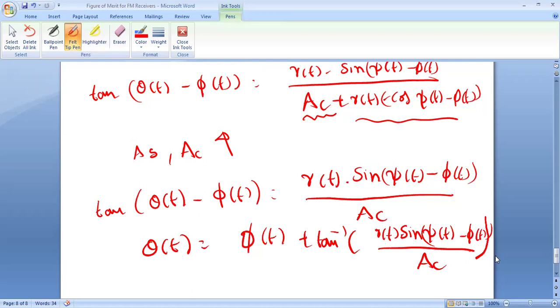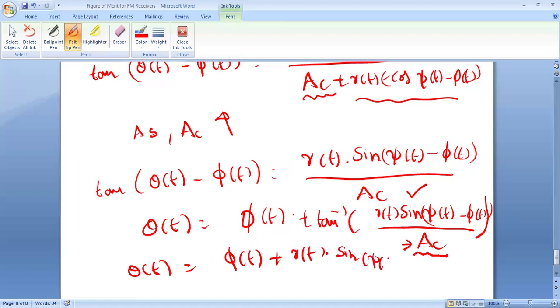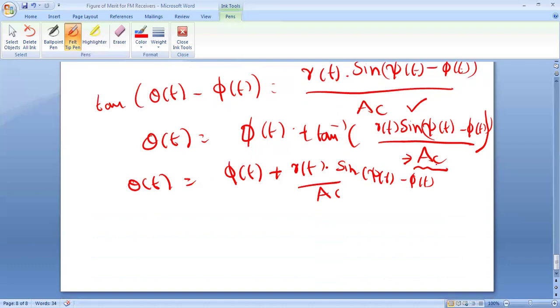Now, generally, the noise component is lesser. Here, the numerator is the noise component, the denominator is the carrier component. And what assumption have we made? This carrier component is larger. So what happens? Tan inverse of a small value. So theta of t will be equal to phi of t plus r of t into sin psi of t minus phi of t by Ac. Why? Because the numerator is small, the denominator is larger, tan inverse of a small value only. So this is the relative phase of the signal coming from the output of the IF section, which is given to the discriminator.